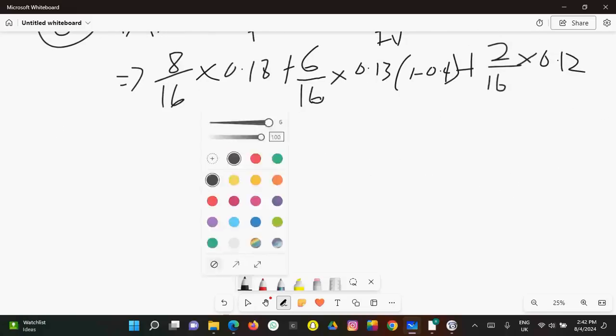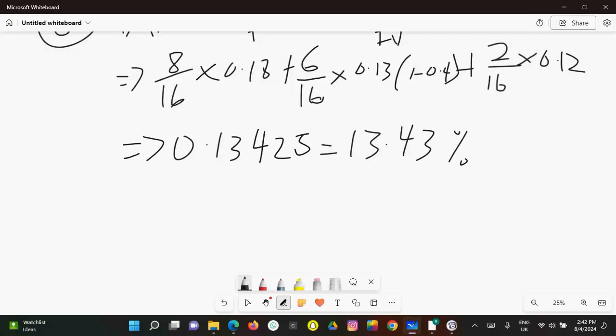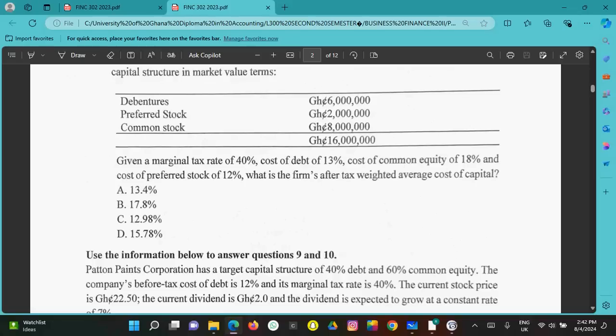In doing all this, we are going to get 0.13425, which is equivalent to 13.43% when we round it. So 13.43%, all right, so it's the same as 13.4%. So that is option A.